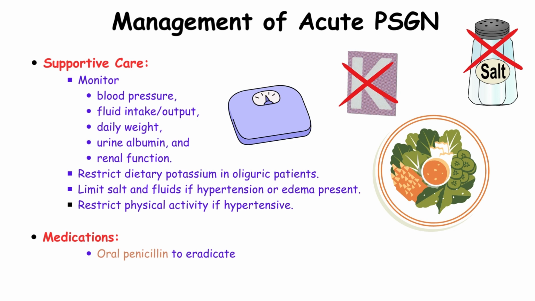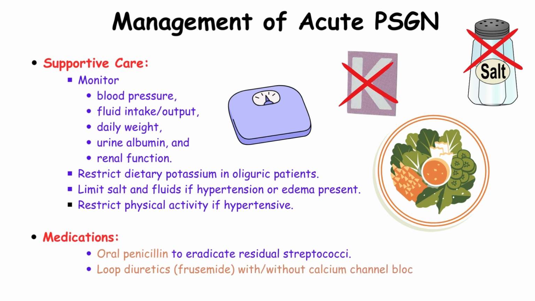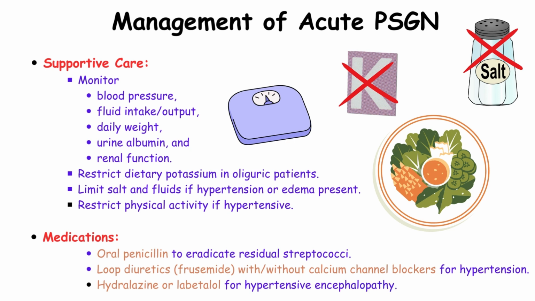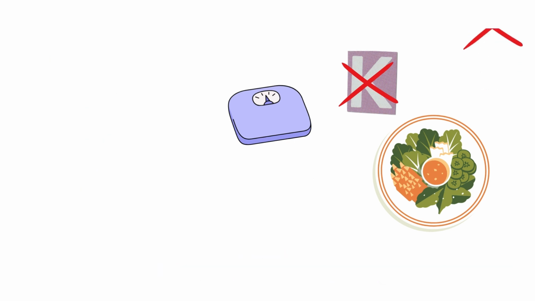As medications, oral penicillin. For hypertension, loop diuretics such as frusemide with or without calcium channel blockers are prescribed. In cases of hypertensive encephalopathy, medications like hydralazine or labetalol may be used.